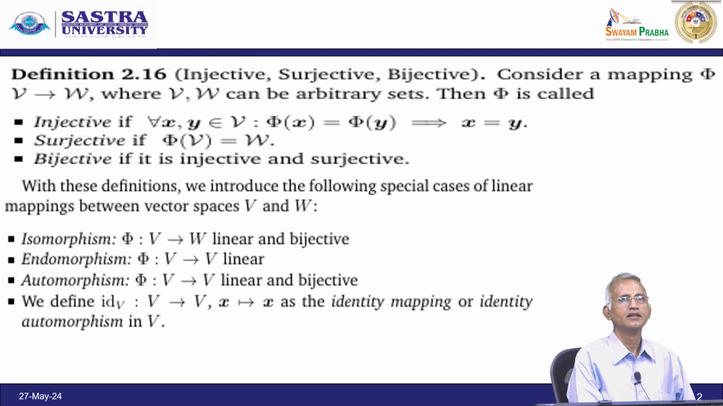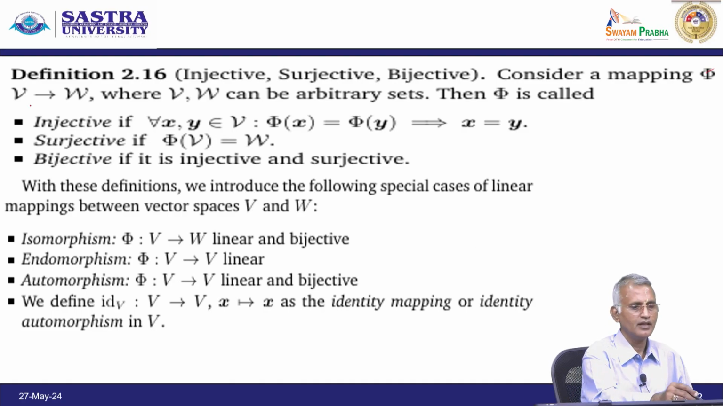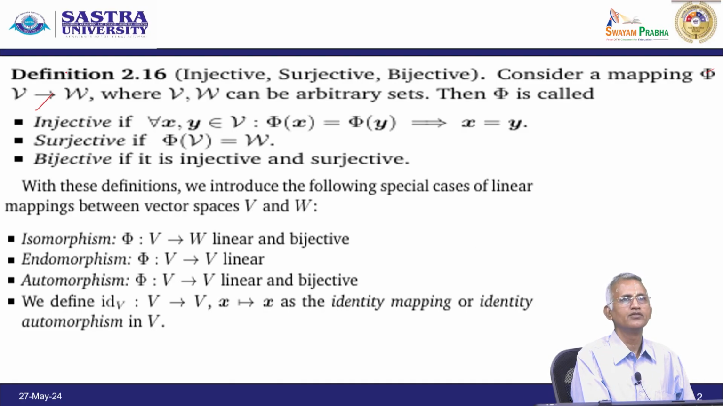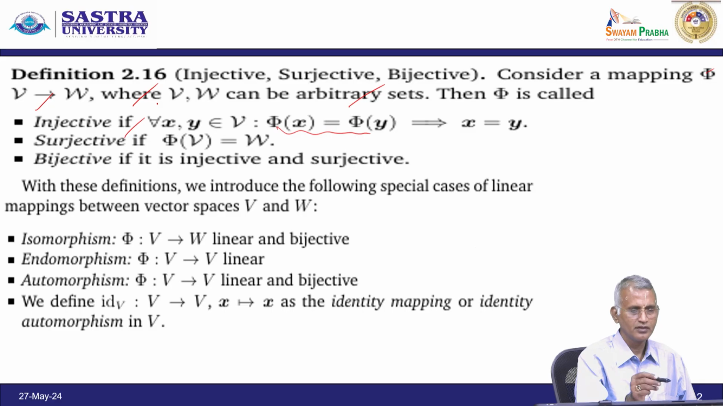Next definition: injective, surjective and bijective. It is most important that you check the mapping from domain to codomain. So, consider the mapping phi from domain to codomain, V to W, where V and W can be arbitrary sets. Then phi is called injective if for all x, y in V, phi of x equal to phi of y implies x equal to y, surjective if phi of V equals W, and bijective if it is injective as well as surjective.